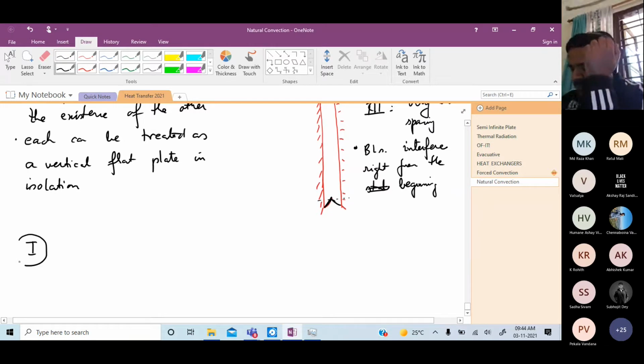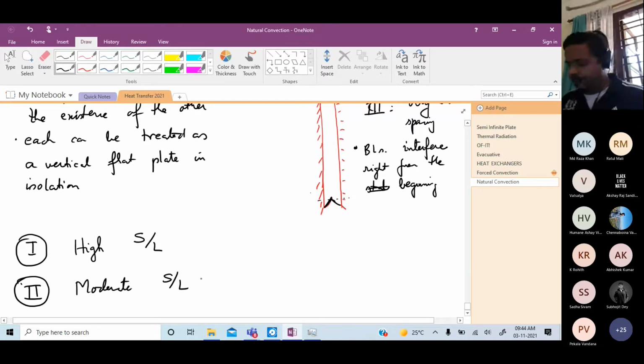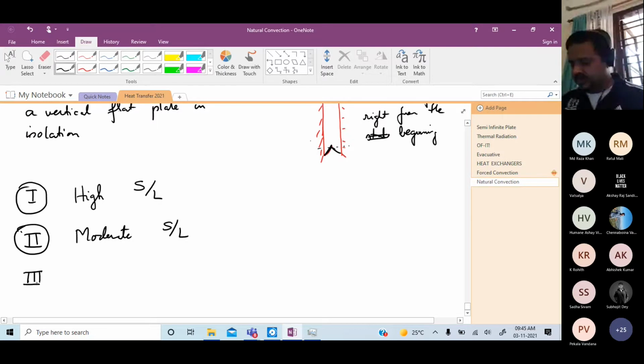One thing please keep in mind: I said widely spaced, moderate spacing, low spacing, but actually it's all about the length versus spacing. Because for example, if the height of this plate was only till here, then I couldn't have said that this is fully developed throughout. I could not have done that, right? So case 1 is high S over L. Case 2, moderate S over L. And case 3 is low S over L.